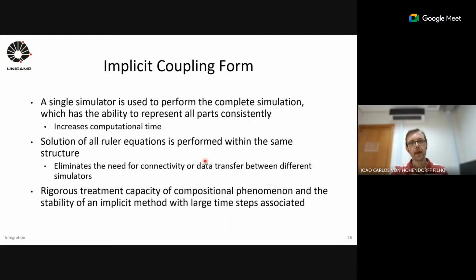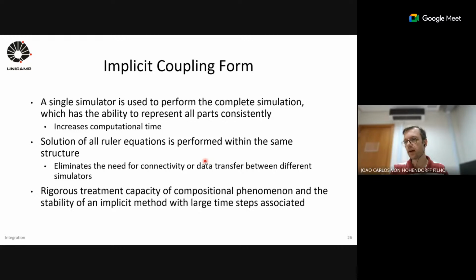And the last option, it could be more obvious, is to use the implicit coupling form, that is a single simulator used to perform the complete simulation, which has the ability to represent all parts consistently. It's more obvious. Oh, let's put all equations together. What is the problem? It increases the computational time a lot. Okay?